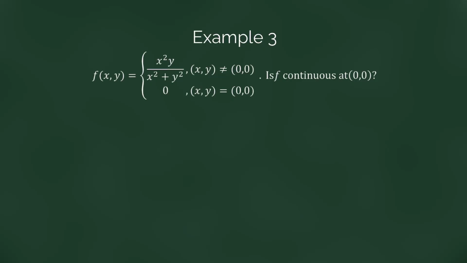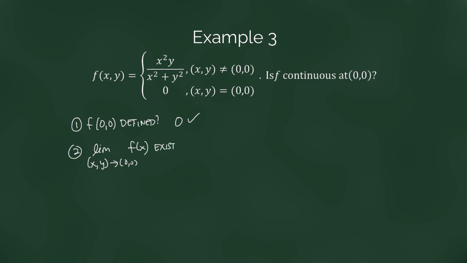All right, our last example is a piecewise function, which means that just plugging in isn't going to work. So here we're going to go through our checklist. We're going to check, is f(0,0) defined? And it is. The piecewise function gives us that it is 0 there. So we've got the first test. Now we have to look at, does the limit as (x,y) approaches (0,0) of f(x,y) exist?